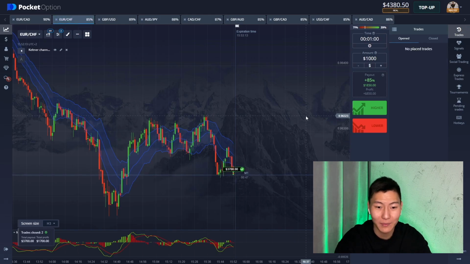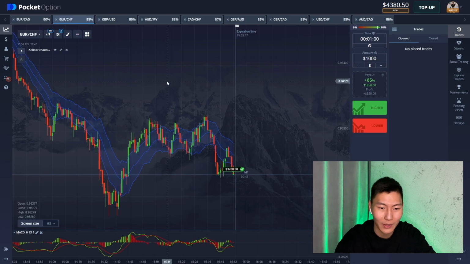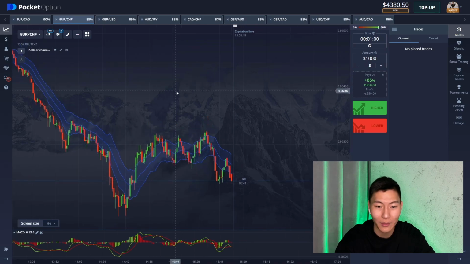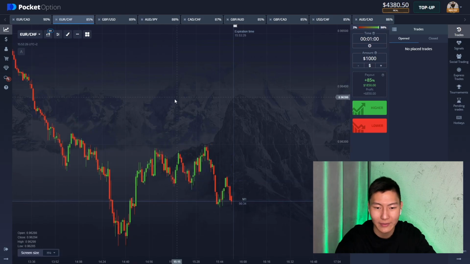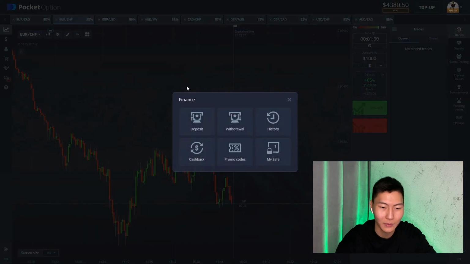Yes, our position has been closed in profit, guys. We got almost $4,400 on our balance. That's the outcome we got today. With the help of these indicators, if you're interested, then try them yourself. And let's move to withdrawal.